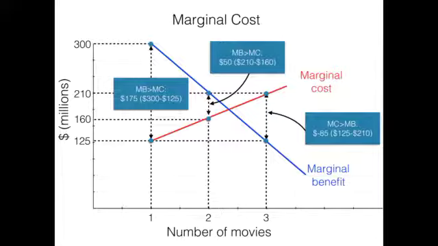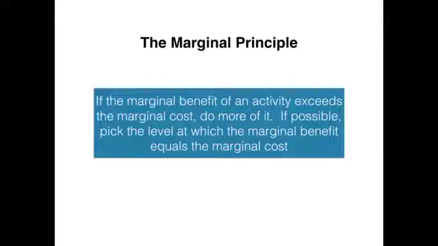So as we stated previously, you want to keep producing or engaging in an activity as long as the marginal benefit exceeds the marginal cost. So in this particular example here, we see that the optimal amount of movies being produced in this series should be equal to 2. Reason being is if they produced a third movie, they are actually going to lose $85 million in producing the third movie because the costs of that movie are going to be greater than the benefits of that movie. So you would never want to produce that third movie because the marginal cost is greater than the marginal benefit. And that just leads us to the marginal principle.